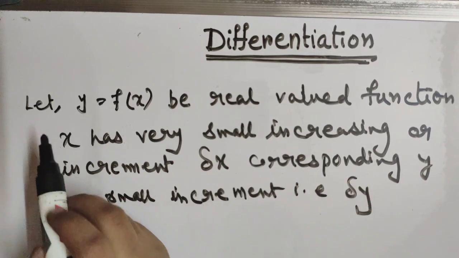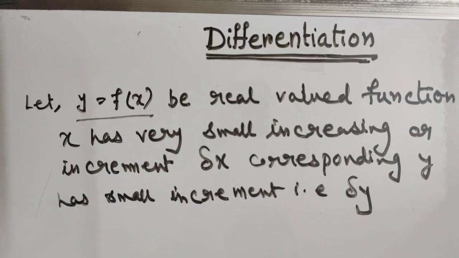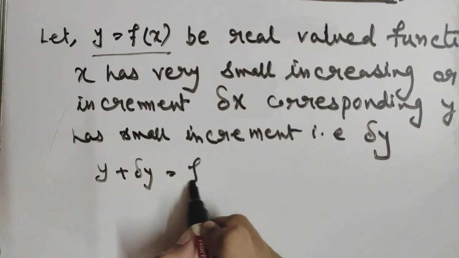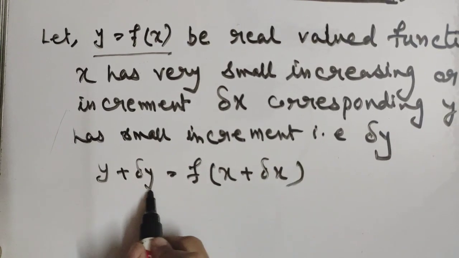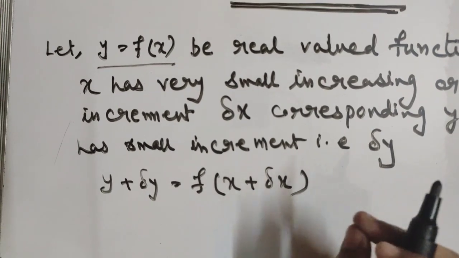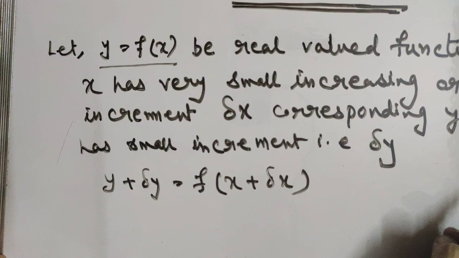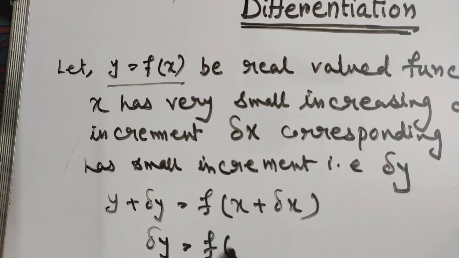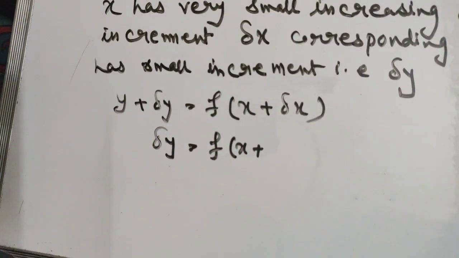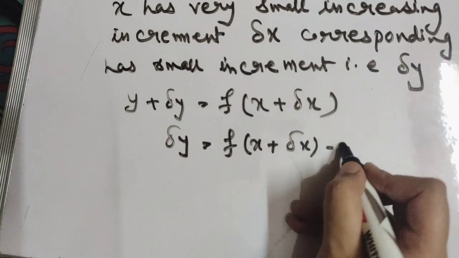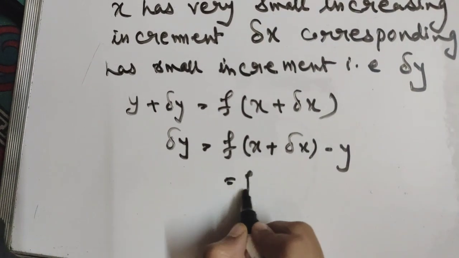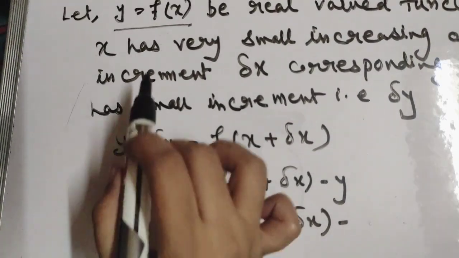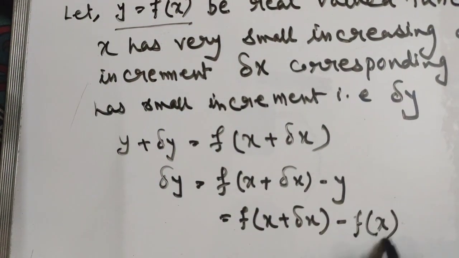Del y. Now if you put that y equals f of x, then what can we write here? That is y plus del y equals f of x plus del x, where del x and del y are very small increments of x and y respectively. Now what is del y? So del y equals f of x plus del x minus y. Now substitute instead of y: y equals f of x, so f of x.